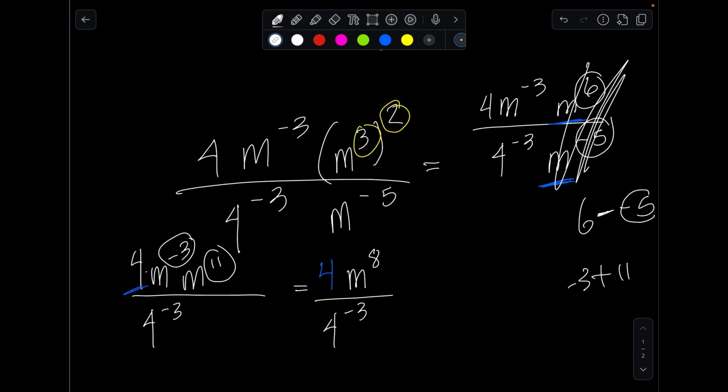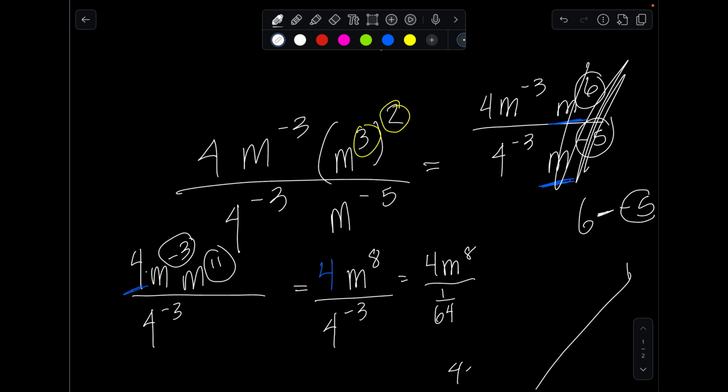Okay. From there, let's deal with this weirdo, right? 4 to the negative third power. What does that mean? Well, it means you're taking 4 to the third power, but you're flipping it. So what's 4 times 4 times 4? 16 times 4 is 64, right? Okay, so let's go ahead and say 4m to the 8th divided by 1 over 64.